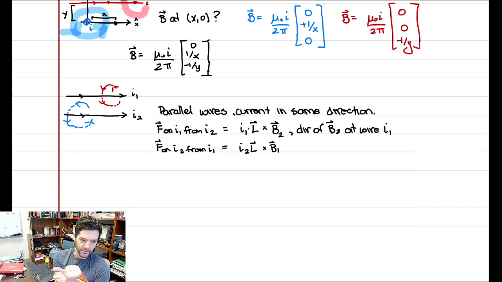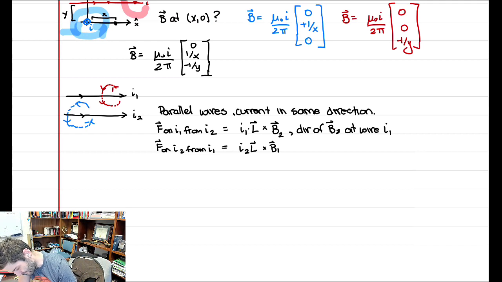So I'm looking at the blue magnetic field, right? By the right-hand rule, my fingers come out of the page above the wire and then circle around and go into the page below the wire. So the direction of B2 at wire 1 points out of the page.